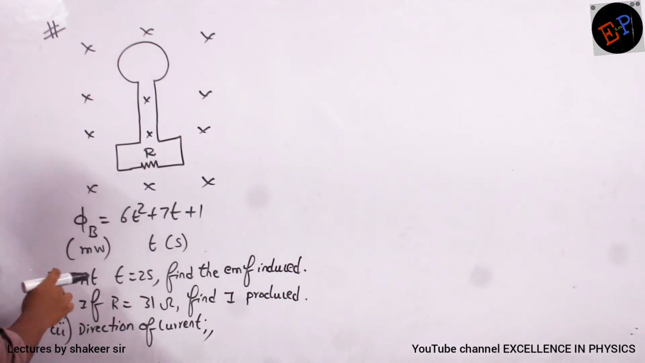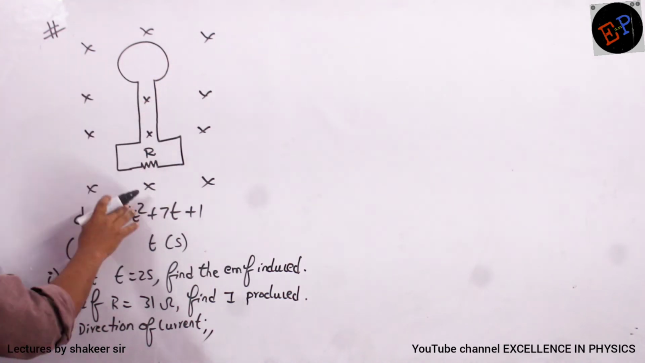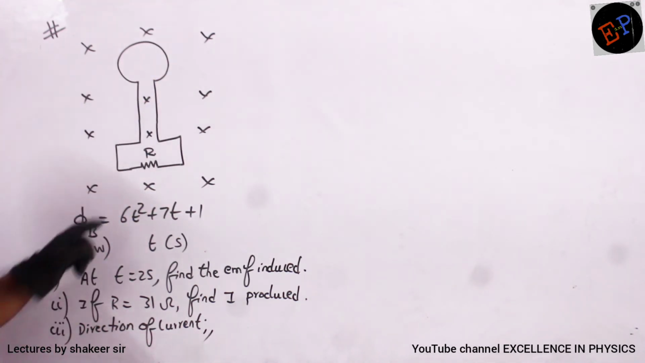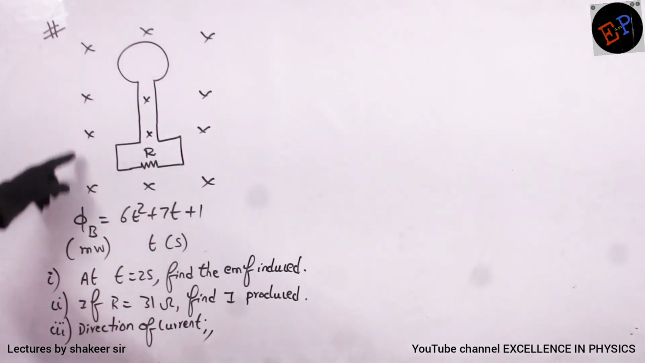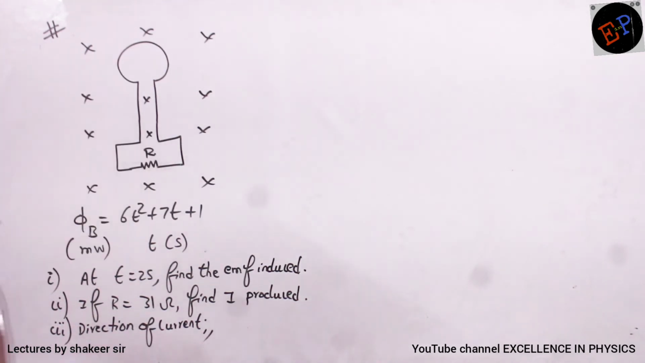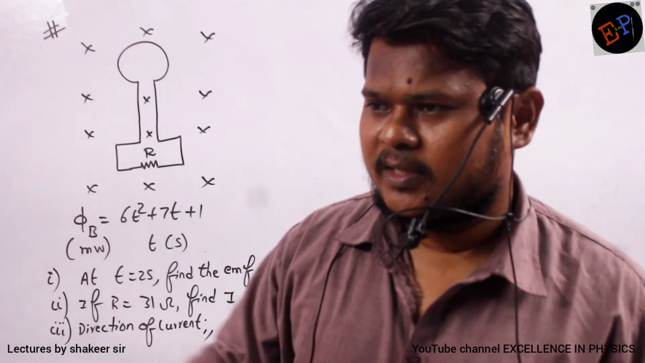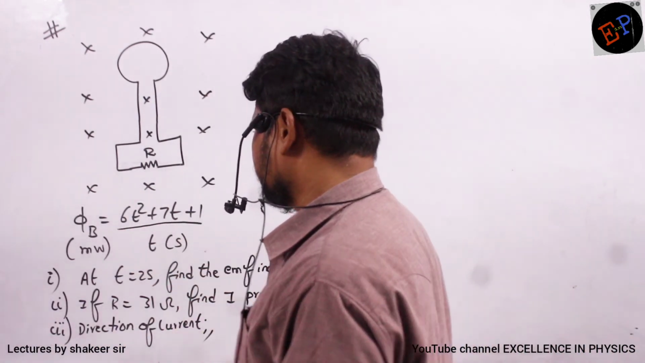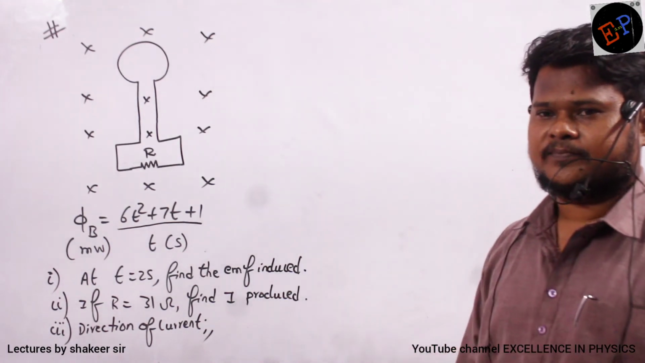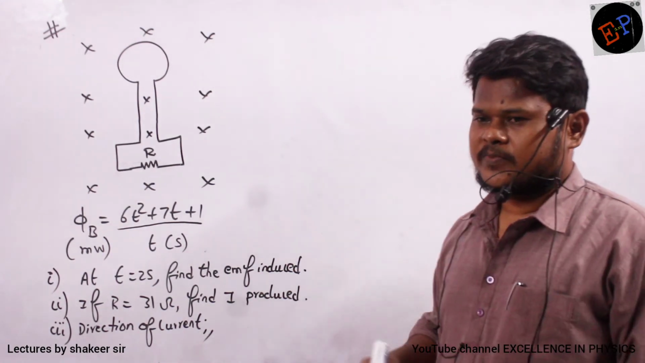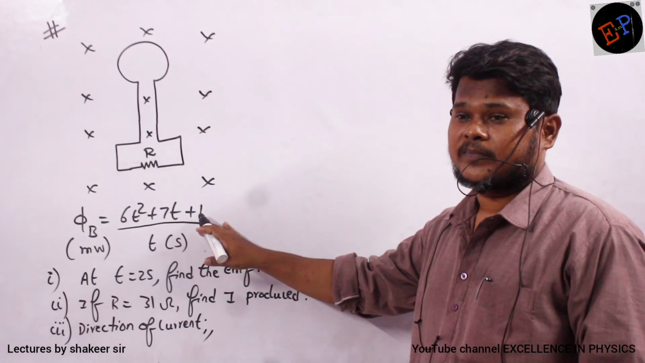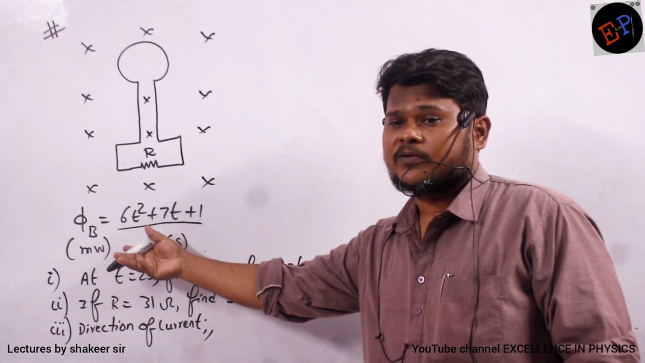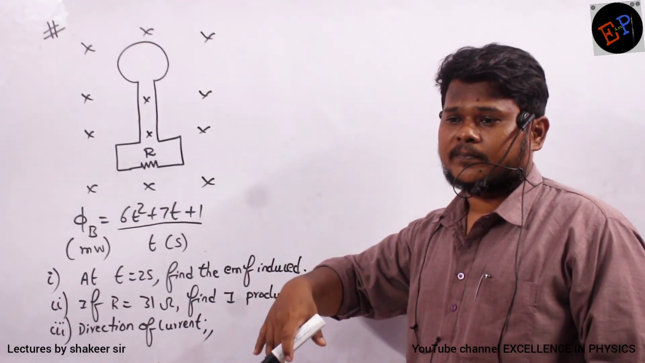See, here what is happening? This is a coil in which some resistance is also present. And what does this cross indicate? Magnetic lines are entering the board. And when you see the flux here, 6t square plus 7t plus 1, what do you understand? It is changing with respect to time. Is it increasing or decreasing with respect to time?